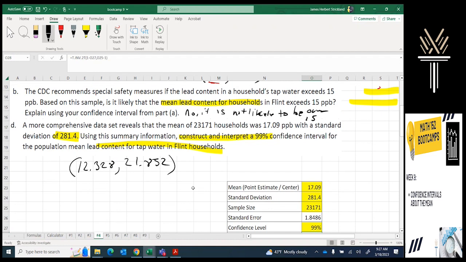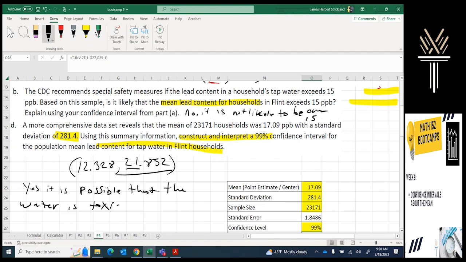So now the question is, is it possible that it exceeds 15? So the answer to this question is yes, it's possible. How come? Well, because there are some numbers in here that are bigger than 15. It could be 15, it could be 16, 17, all the way up to 21. So it is possible that the water is toxic.